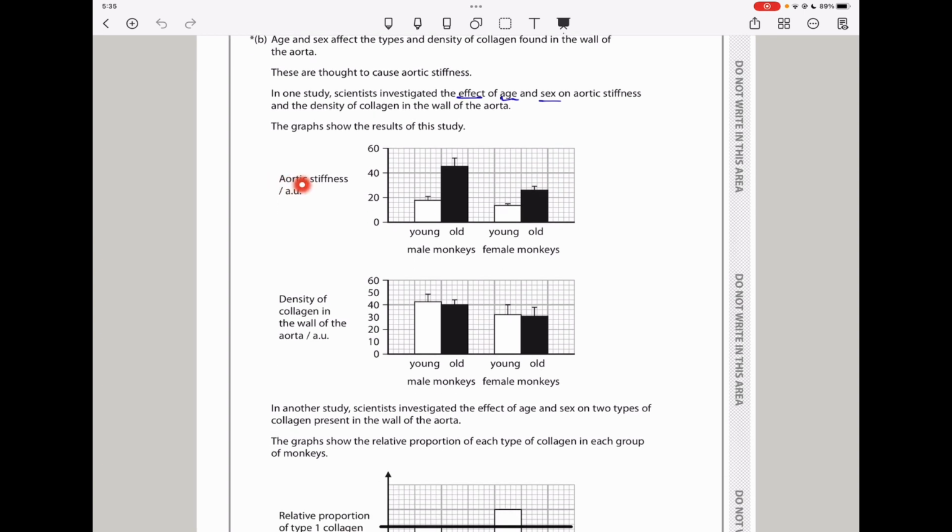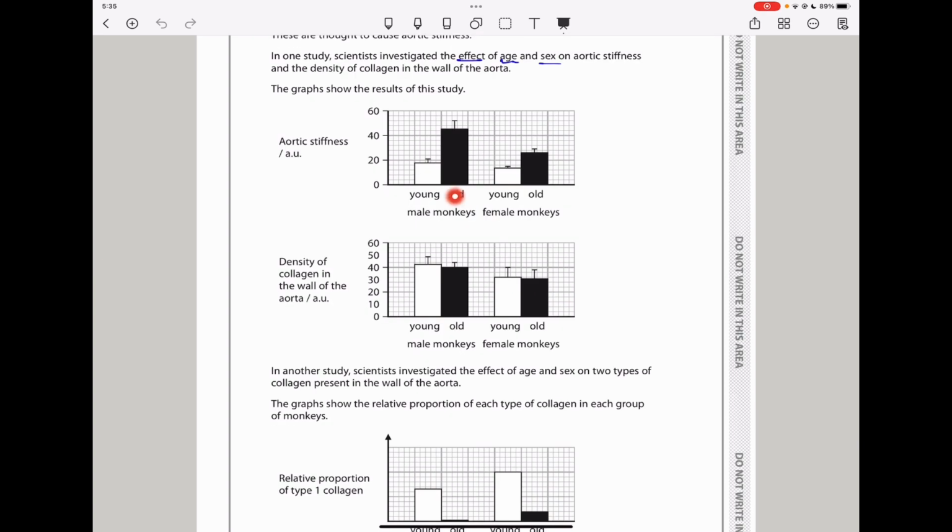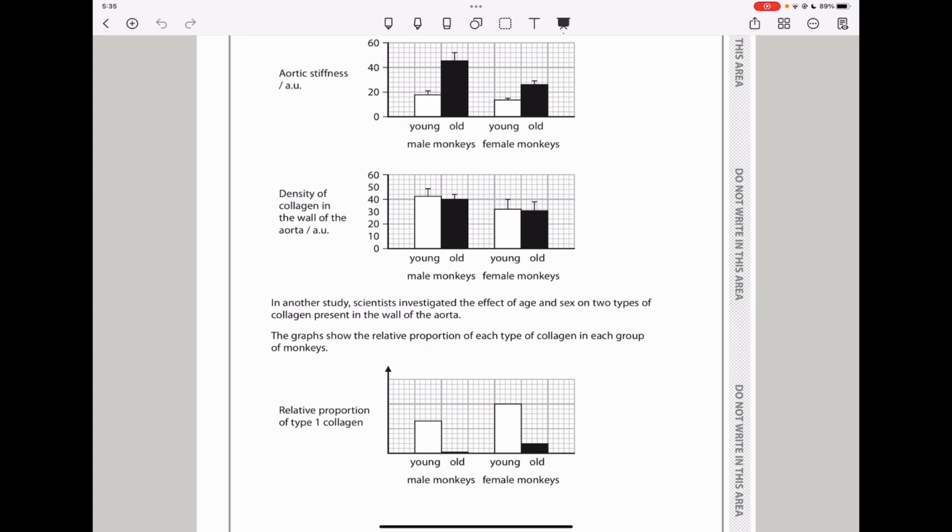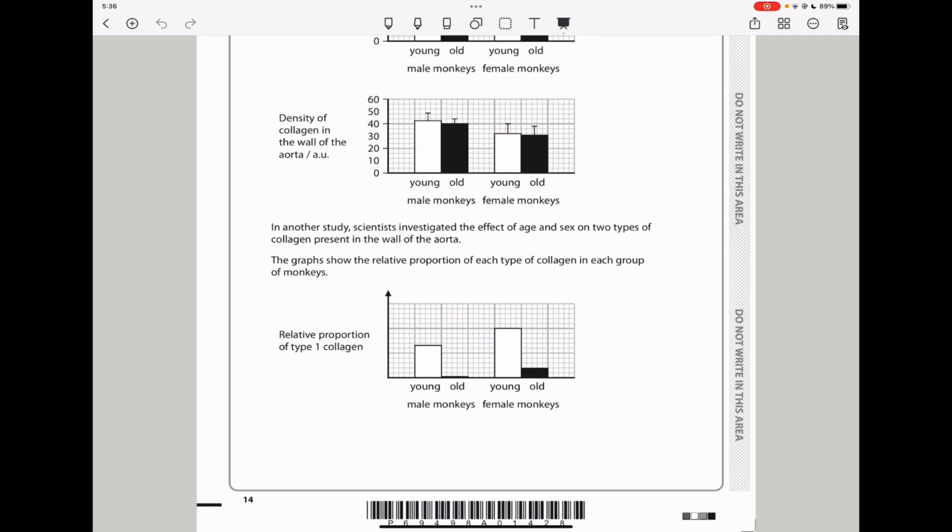So here we can see aortic stiffness for the males as well as the females. All the old male monkeys have more aortic stiffness in comparison to the young ones, and here we see again all the old female monkeys have higher aortic stiffness in comparison to the young. When we come down here looking at the density of collagen, we can see young male monkeys have higher density of collagen as well as young female monkeys in comparison to their older counterparts.